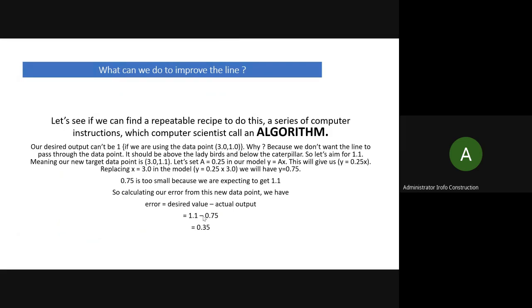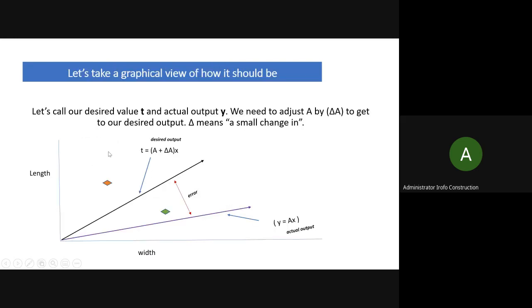Now, this is a bit different from what we did for the previous one. Let's see if we can find a repeatable recipe to do this, a series of computer instructions which computer scientists call an algorithm. Our desired output can't be 1. Let's try and pay attention to this side a lot.